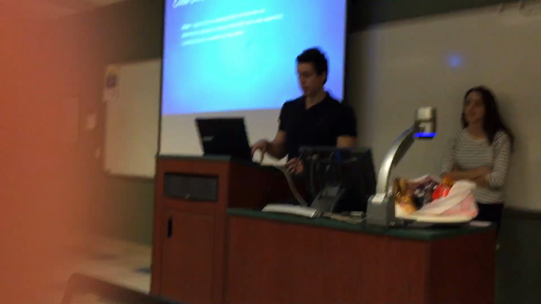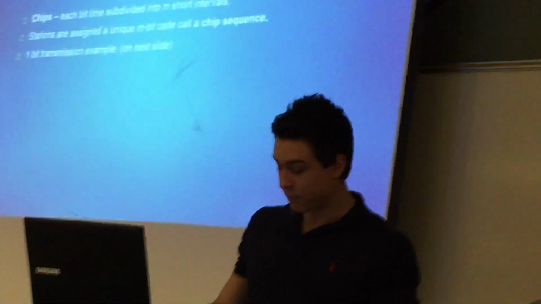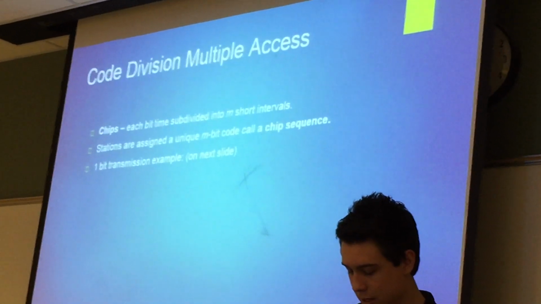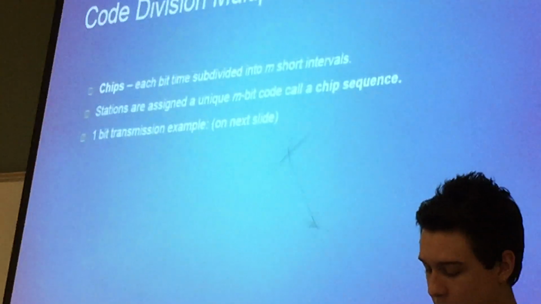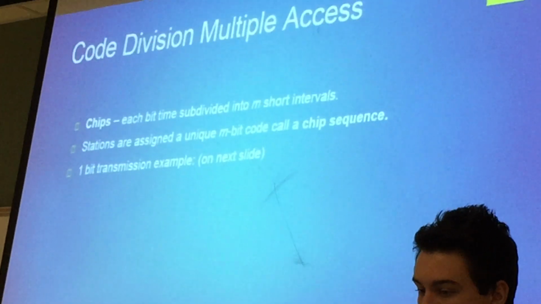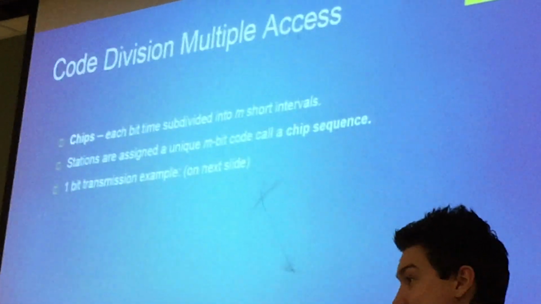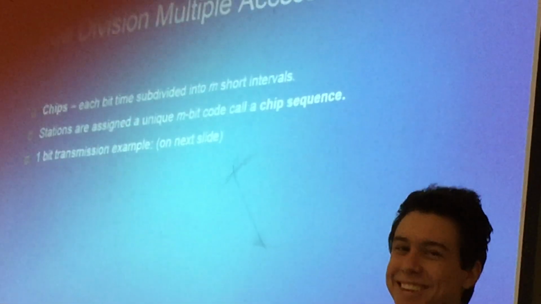Alright. There are chips that are used in it, and each bit time is subdivided into m short intervals called chips, and there typically are 64 to 128 chips per bit. Each station is assigned a unique m-bit code called a chip sequence. So how many chips are per bit? I just said this on the slide, but does anybody remember? 128. There you go.